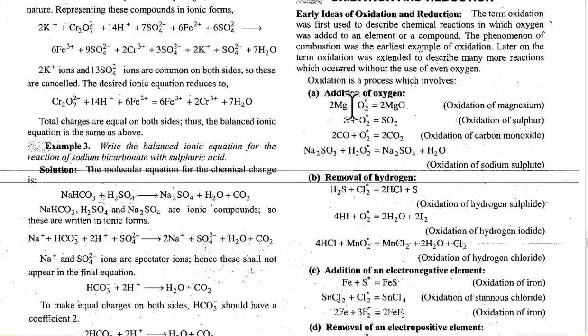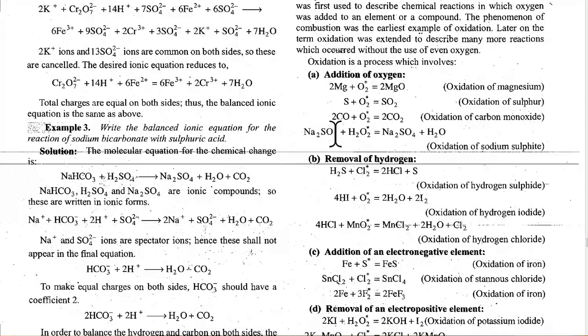For example, magnesium, when treated with oxygen, will give you magnesium oxide. So we call this the oxidation of magnesium, because oxygen gets attached to magnesium. Sulfur with oxygen gives SO2. So this is the oxidation of sulfur. CO, carbon monoxide, reacts with oxygen and gives you CO2. So here oxidation of carbon monoxide takes place.